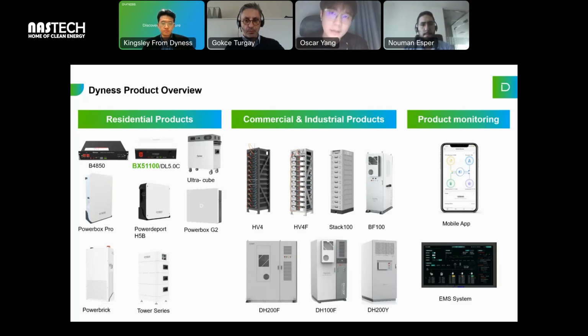In the next part of the webinar, I will talk about the installation and also the structure inside of the all-in-one cabinet. Besides all these, we also have the mobile application. There are two types. For the mobile application on your phone, you can search Dyness on Google Store or App Store on iPhone.